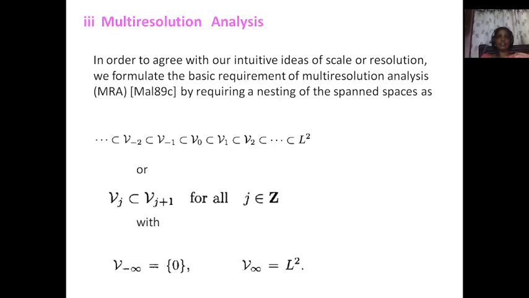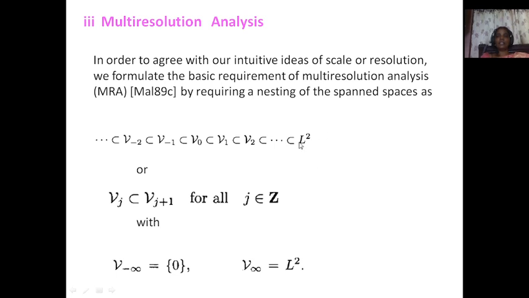For these scaling functions, how is multi-resolution analysis possible? In order to agree with our intuitive idea of a scale or resolution, we formulate the basic requirement of multi-resolution analysis. By requiring a nesting of the spanned spaces, extending from minus infinity, V minus 3 is a subset of V minus 2, a subset of V minus 1, a subset of V naught, and so on up to L square. Or simply, the entire equation can be notated as Vj subset of Vj plus 1 for all j belonging to Z, with the conditions given.